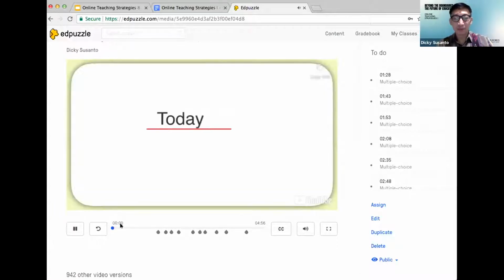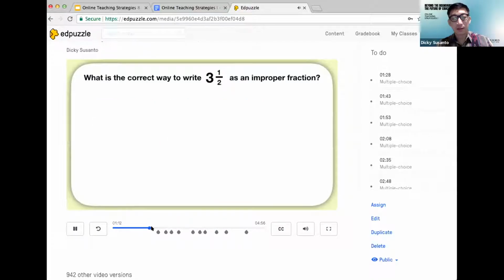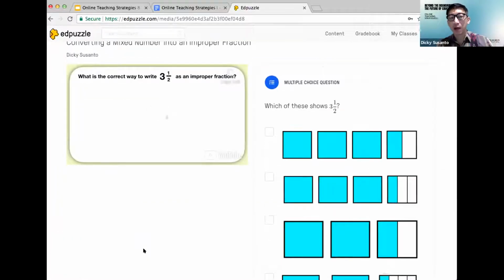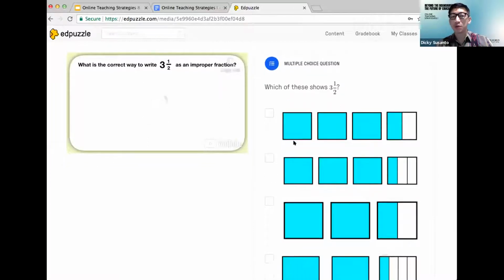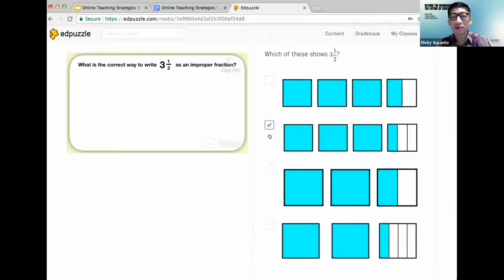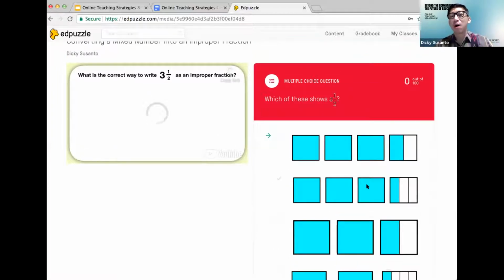If you can. Today we are learning how to change a mixed number, the improper fraction, 9 1/2 as an improper fraction. First, we're going to draw out this mixed number. Which of these is the correct way to draw 3 1/2? Okay, so after that, right away, you can actually create a question. So which of this shows 3 1/2? And then students can answer. Well, let's do it incorrectly first. Okay, so let's say if I submit, okay, and then, oh, it's wrong.